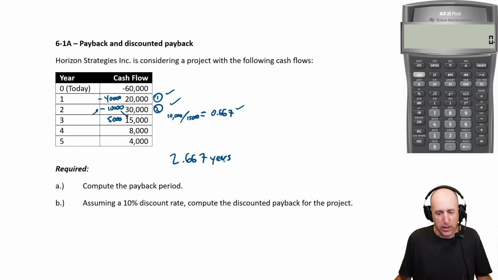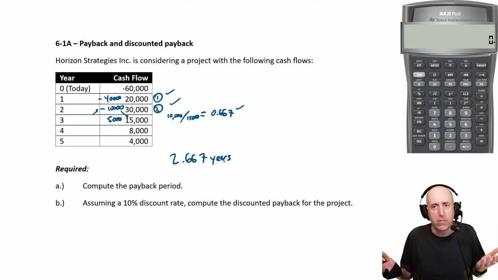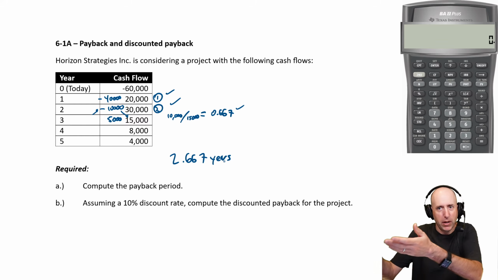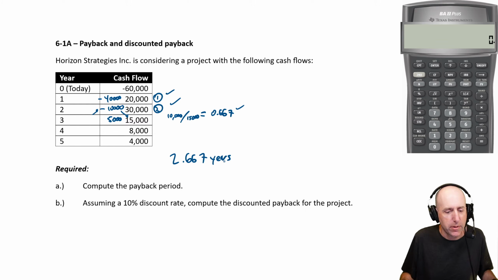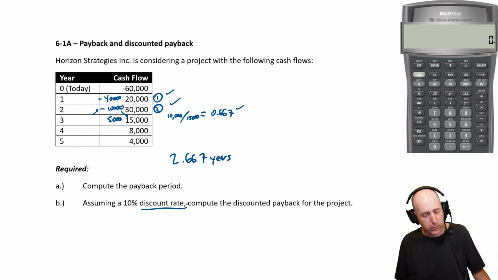But something that is lost here, because it's such a simple calculation, is the time value of money. The fact that these future cash flows, money in the future is not the same as money today. So part B says, well, why don't we discount those cash flows?